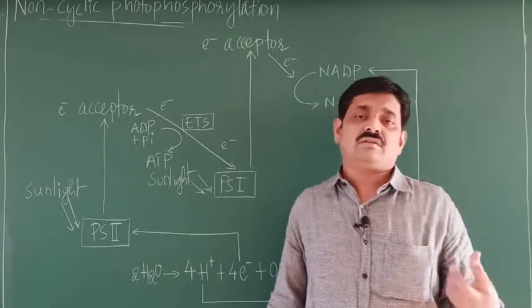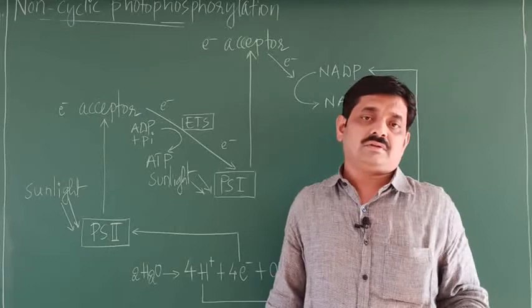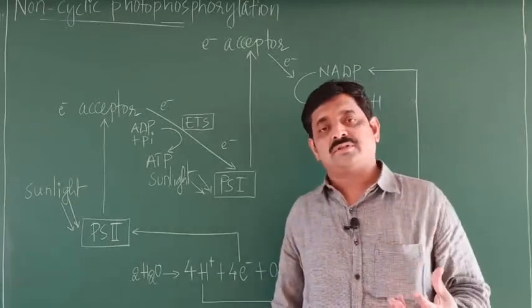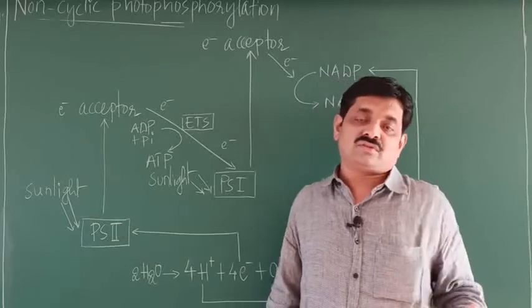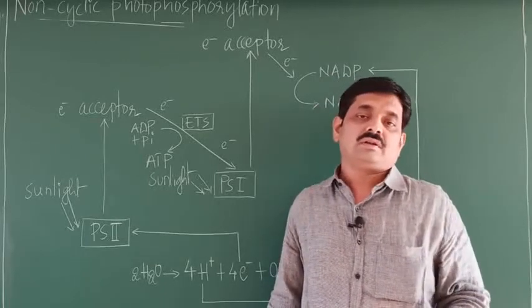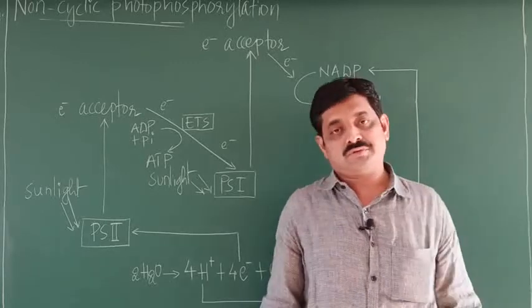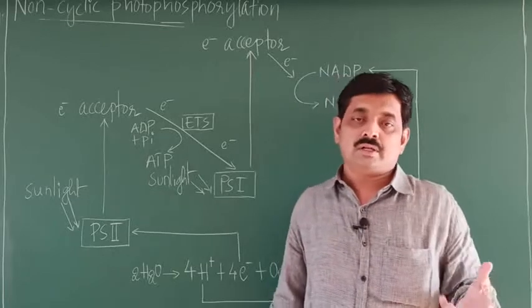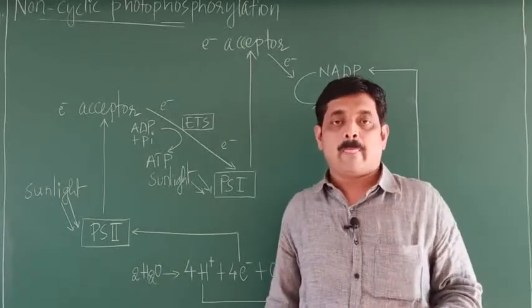Non-cyclic photophosphorylation normally occurs in plants. All plants exhibit non-cyclic photophosphorylation, whereas cyclic photophosphorylation occurs under certain conditions. But usually non-cyclic photophosphorylation occurs in almost all plants.